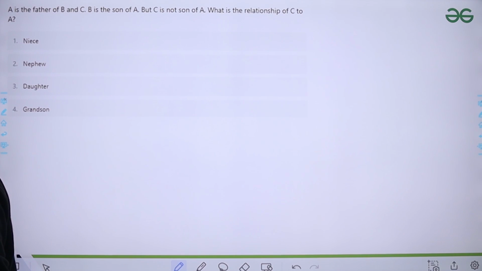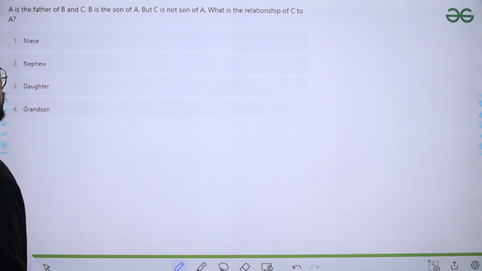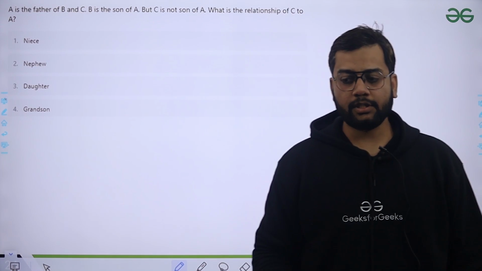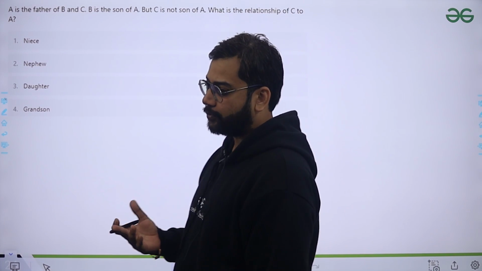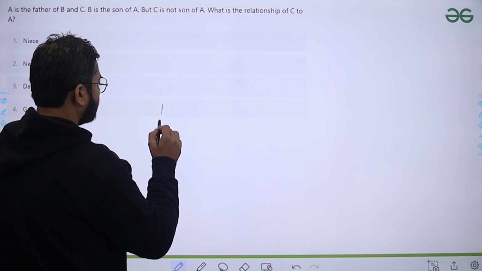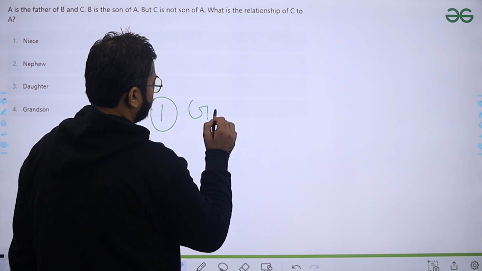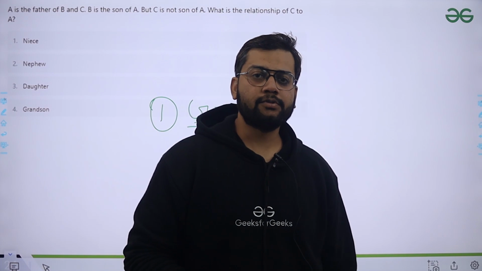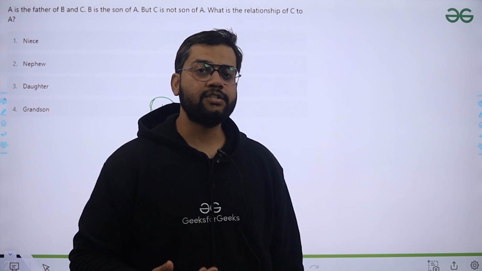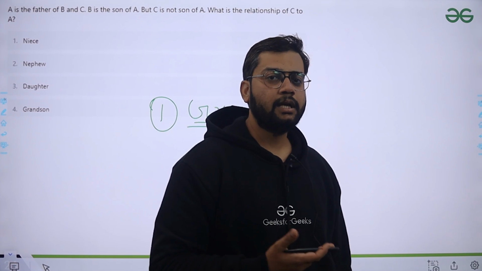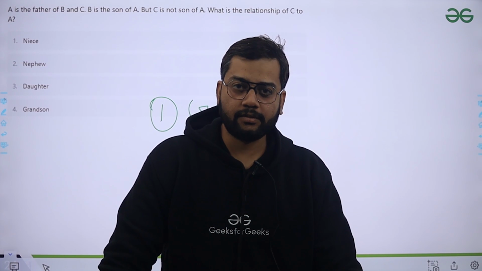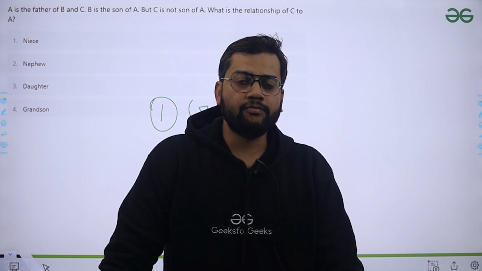Next, A is the father of B and C. B is the son of A. C is not the son of A. What is the relation of C to A? Whenever a blood relation question is asked, we have to follow certain rules. The first rule is that on the basis of a name we will not understand the gender. Suppose my name is Avinash and it's mentioned in the question; unless it's stated, no one can assume my gender.